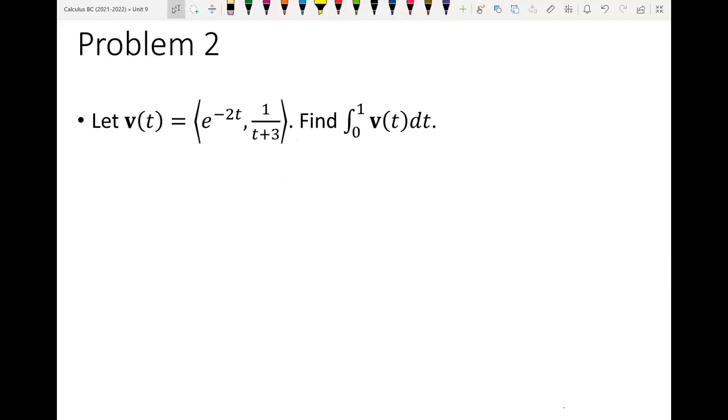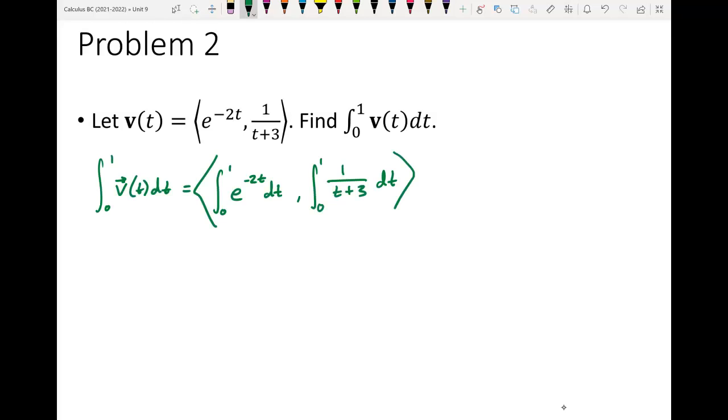So go ahead and try this one. We're doing a definite integral this time. We have our vector v of t, and we want to take the integral from 0 to 1. So we are taking our definite integral from 0 to 1 of our vector v of t. And so we just take the definite integral of each part individually. So let's go ahead and look at our antiderivatives here. I'll go ahead and write this on the next line down.